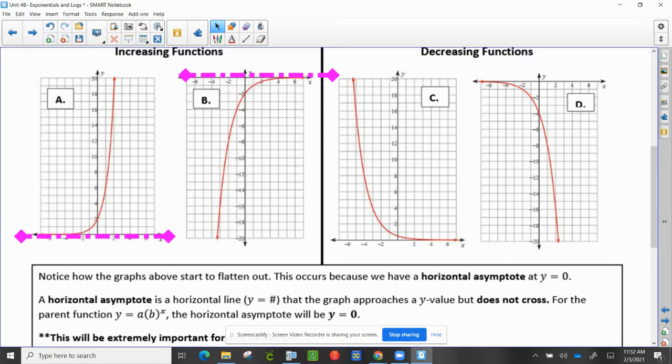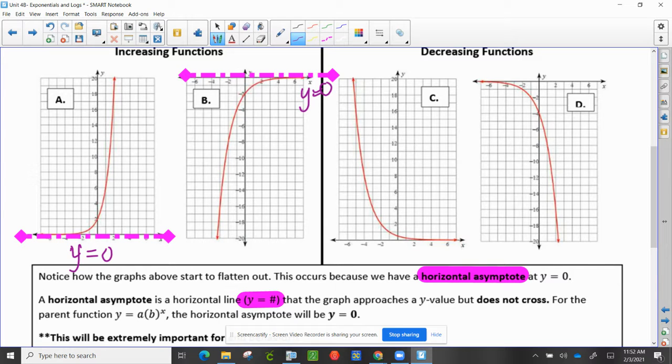So the reason that graph starts to flatten out is because exponential graphs have what are called horizontal asymptotes. Okay, and they're always at y equals some number, so it just depends where the graph flattens out. So on both of these graphs here, it's flattening out at 0. That's the x-axis. So as you can see on these graphs here, the asymptotes are at the x-axis, so that would be at y equals 0. And an asymptote is a line that the function approaches but will never actually cross.